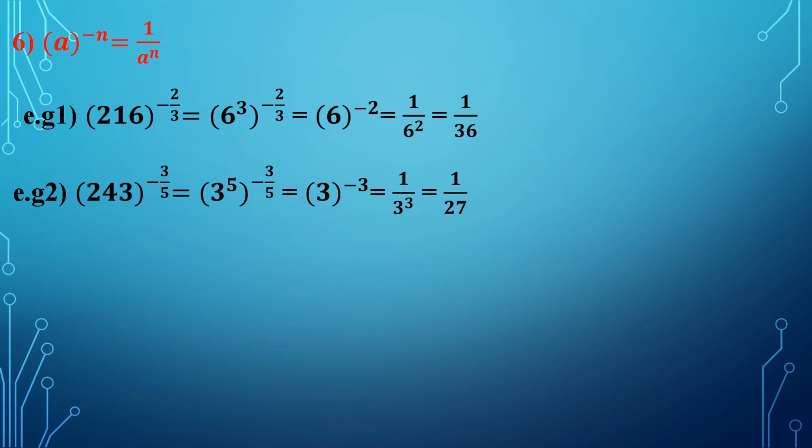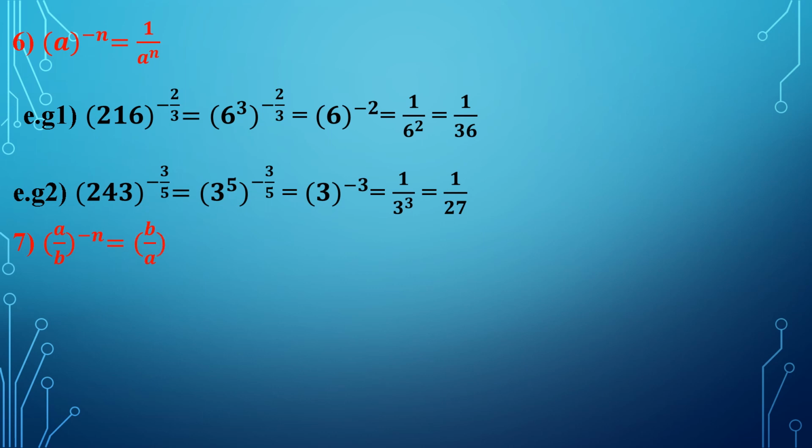Here we have 243 raised to minus 3 by 5. 243 is actually 3 raised to 5. Hence 3 raised to 5 raised to minus 3 by 5. Using the law of power by power, due to multiplication, this 5 and 5 will get cancelled. Hence we will get 3 raised to minus 3, which in turn as per the law will give us 1 upon 3 raised to 3, which is equal to 1 upon 27.